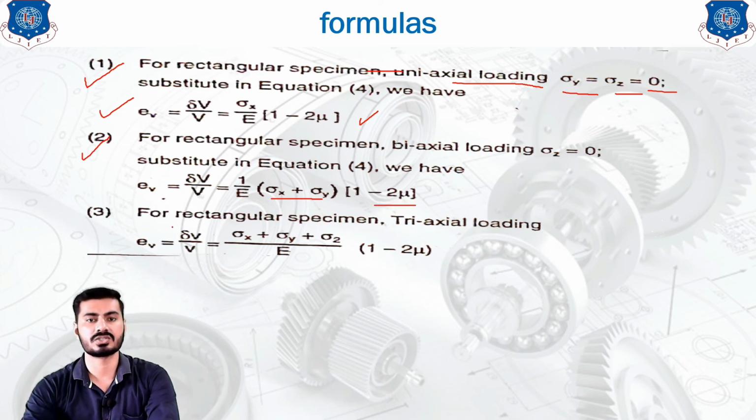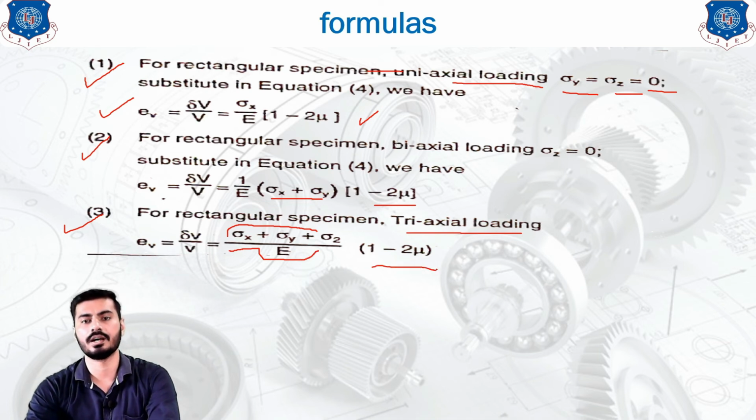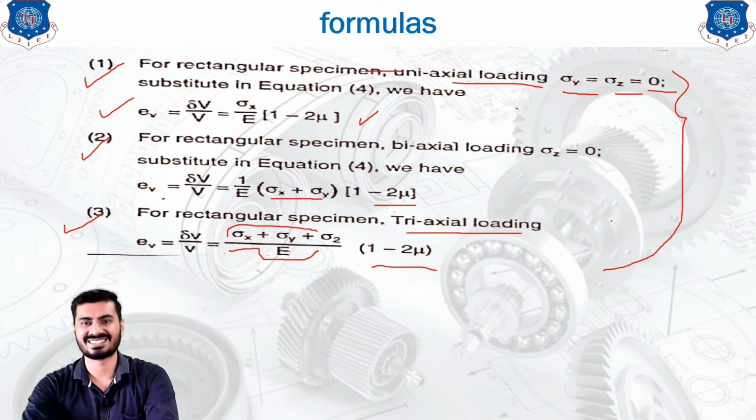Now the third case is the rectangular specimen which is subjected to a triaxial loading, and in this triaxial loading three different stresses should be considered. The equation remains the same, and only one term is changing: instead of sigma x and sigma y, we are considering the summation of sigma x plus sigma y plus sigma z. So this was our last term which is changing, and due to this change we can easily remember these three different equations from the example point of view. These three equations should be remembered thoroughly in order to solve the examples easily.